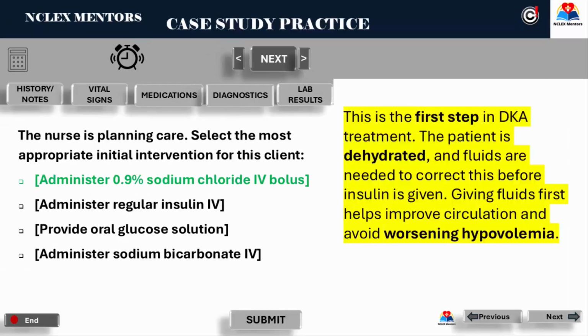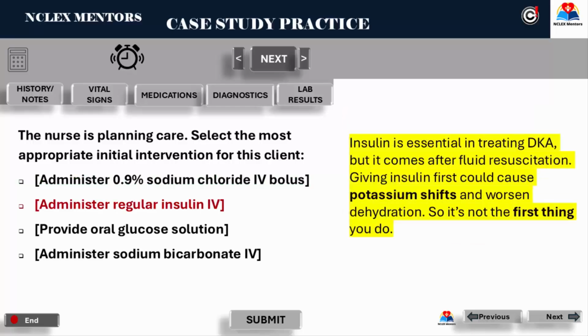Let's discuss each option. Administer 0.9% sodium chloride IV bolus. This is the first step in DKA treatment. The patient is dehydrated, and fluids are needed to correct this before insulin is given. Giving fluids first helps improve circulation and avoid worsening hypovolemia.